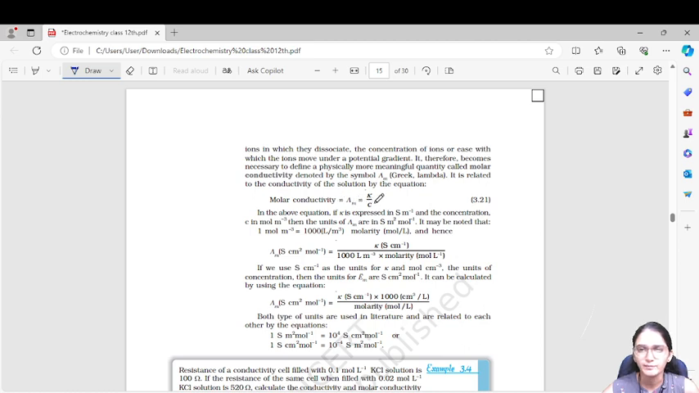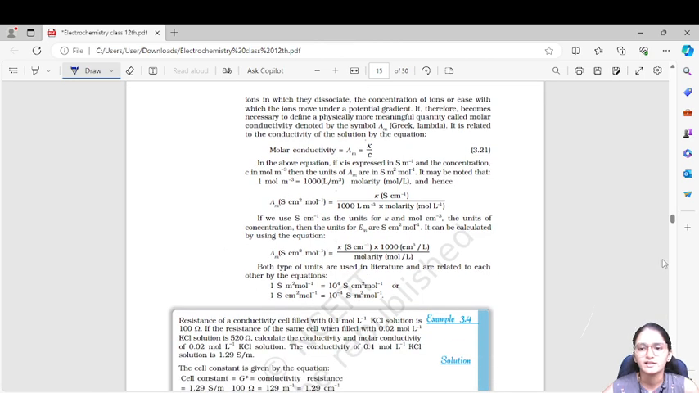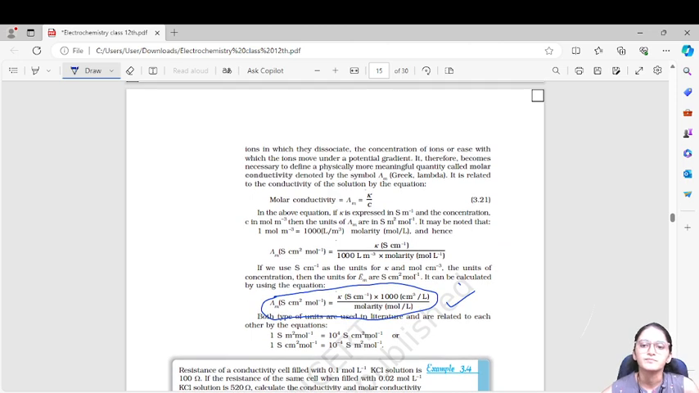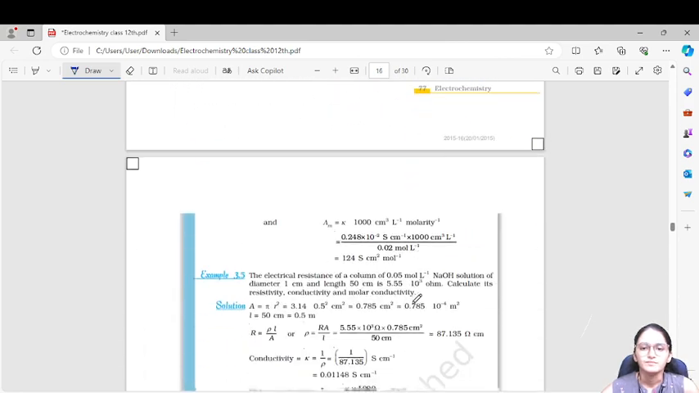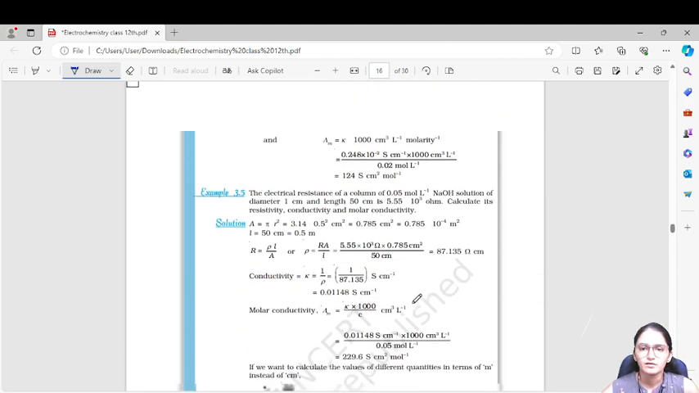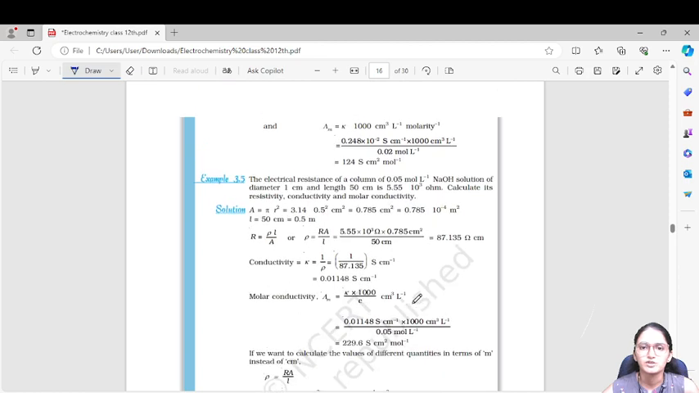So lambda m is equal to conductivity per C. C means molarity or concentration. So lambda m is given by this final equation, that is K into 1000 by molarity or by C. This is a very important equation on which problems are asked. Then we will just see one problem based on this.